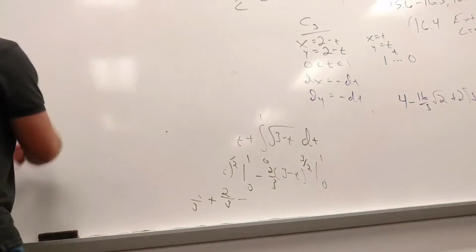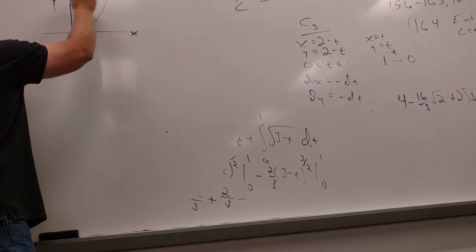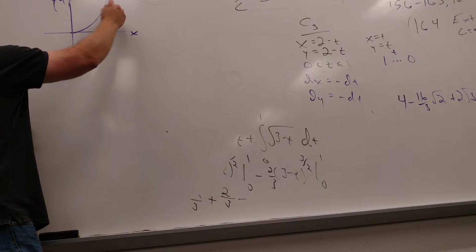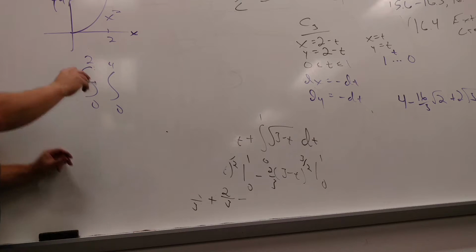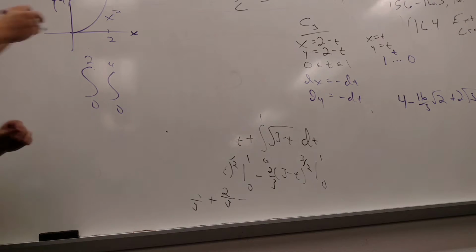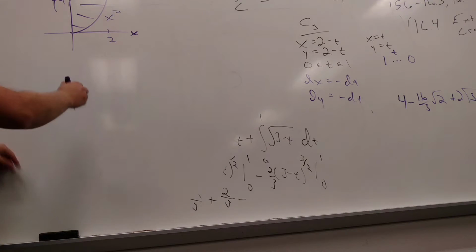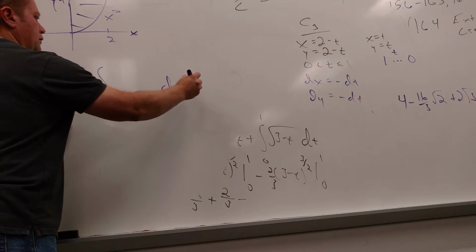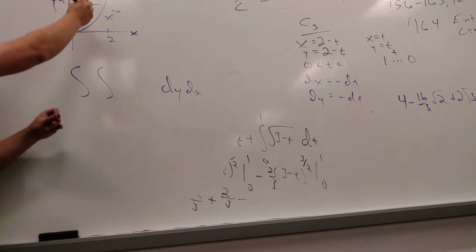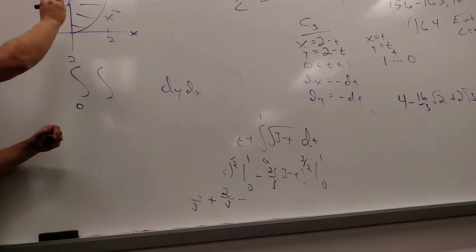In the XY plane, if it's going from this parabola to there, for example, you can't say x goes from 0 to 2 and y goes from 0 to 4. Is everybody cool with that? If I want this, no, right? So how can I set this up? X goes from 0 to 2, y goes from 0 to x squared. Yeah, so you want to have the y inside, right? So that's one way to do it.